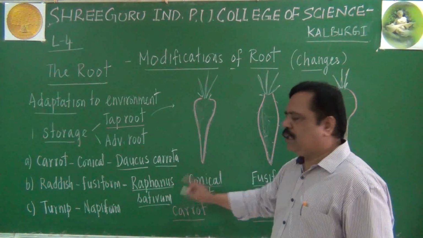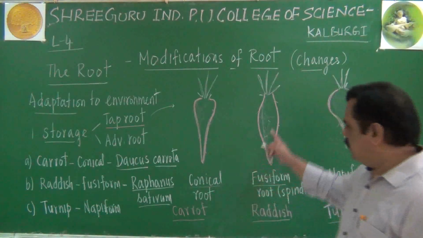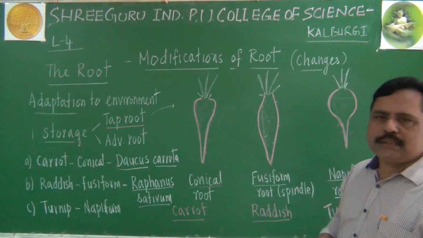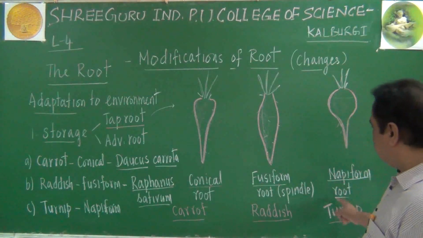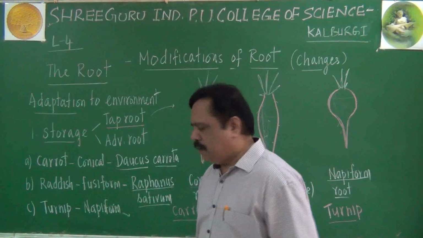Carrot, radish and turnip. Carrot, Daucus carota. Radish, it is Raphanus sativus. I'll tell you about a turnip. Just make note of this. I'll tell the biological name of turnip now. Okay? Just write.